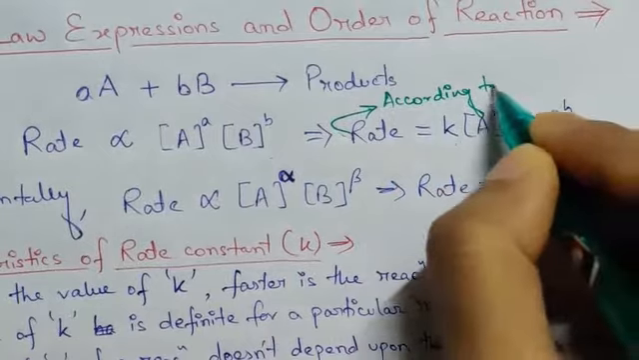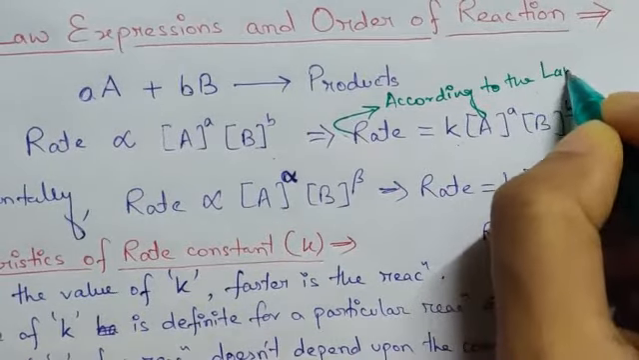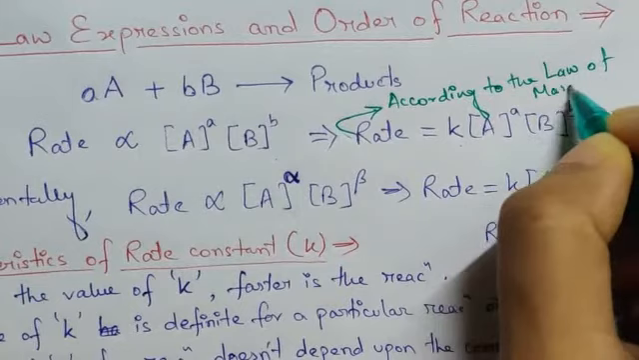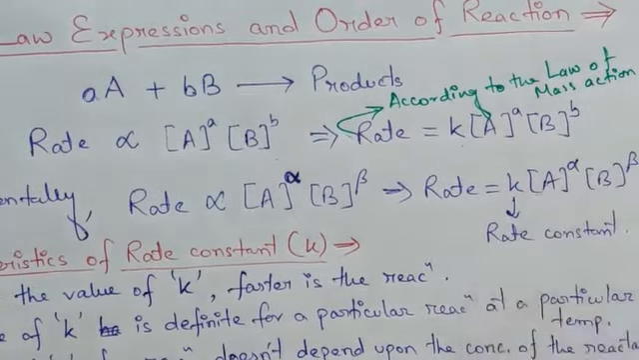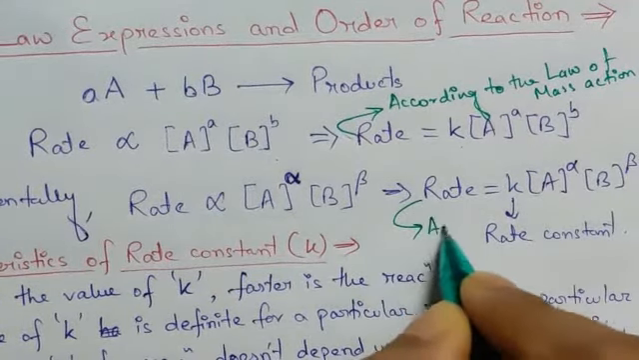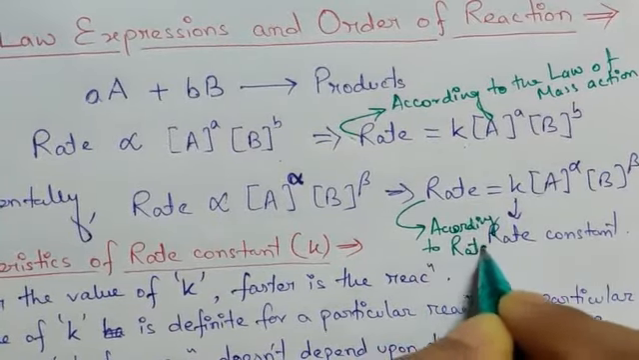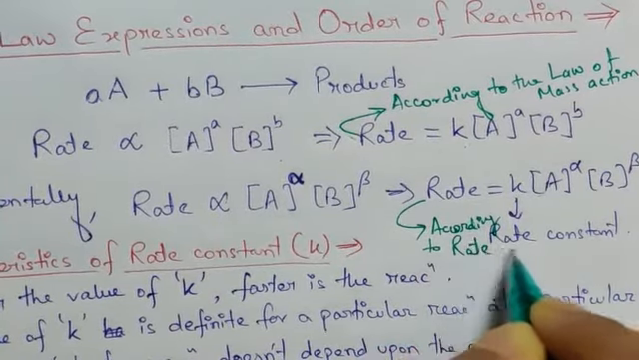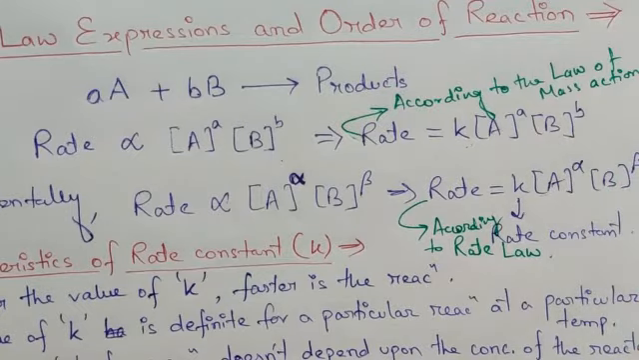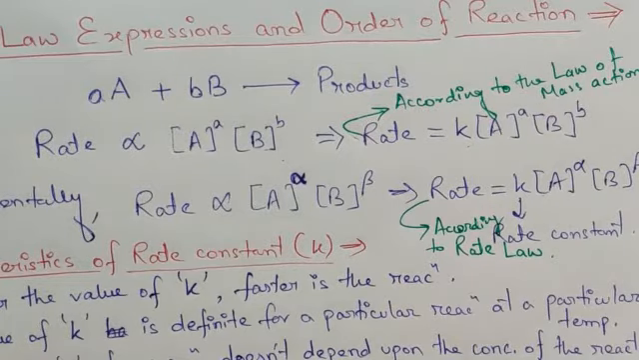So we can say that this one is according to the law of mass action, and this one is according to rate law. Right. So this is the theoretical value. These A and B, the molar concentrations of the reacting species, are the theoretical values, and here alpha and beta, the exponents of the reacting species, are the experimental values. So in this way we can differentiate the rate law and law of mass action.